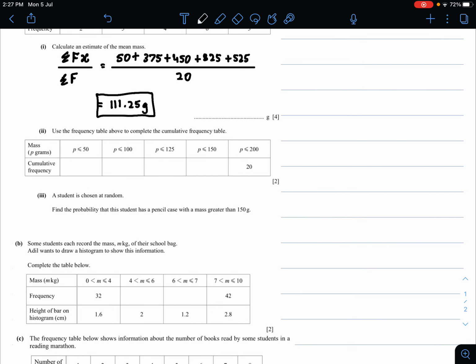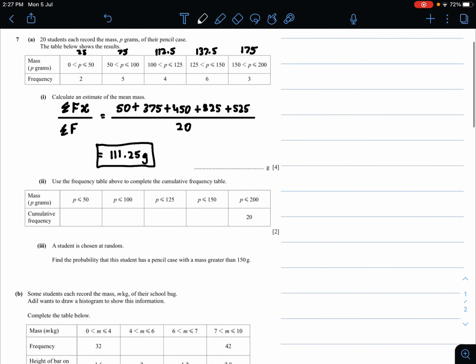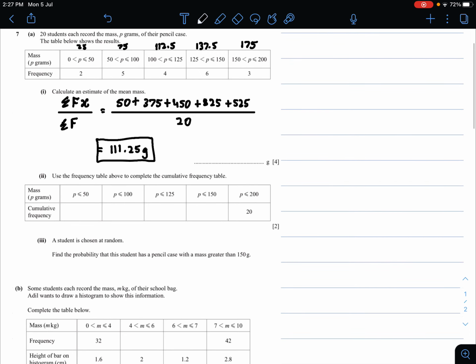Use this frequency table above to complete the cumulative frequency table. So what they mean is, suppose they are asking for less than 50, that would be 2, as they've given here. Less than 50, the frequency is 2. Less than 100, right here, the frequency would be 2 plus 5, so that would be 7. Like that you continue for the remaining.